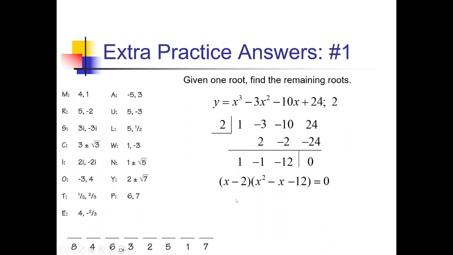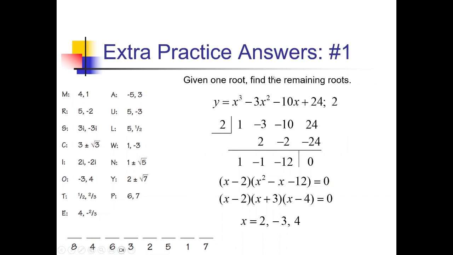So I still have the x minus 2 that I can bring down if I want. But now splitting this up, I need things that multiply to negative 12 and add up to negative 1. That would be positive 3 and negative 4, multiplies to negative 12, adds up to negative 1. So I'm going to write x plus 3 and x minus 4. And then setting each of these equal to 0 and solving, for this first one I get 2, which is no surprise because they gave that one to me, and then negative 3, and then finally positive 4.